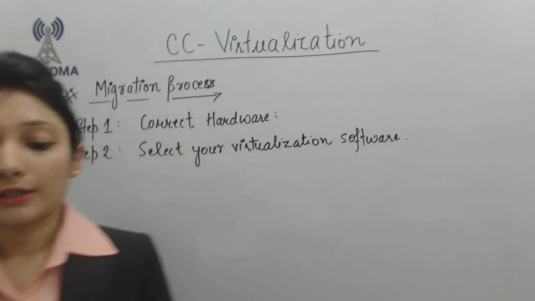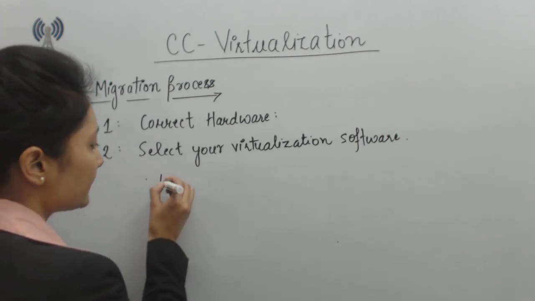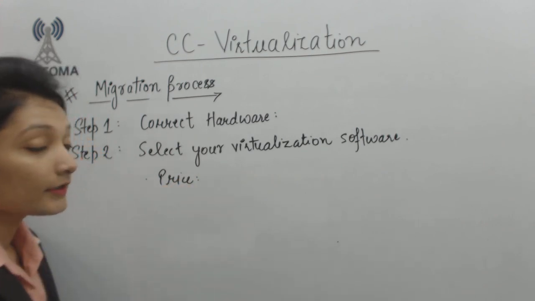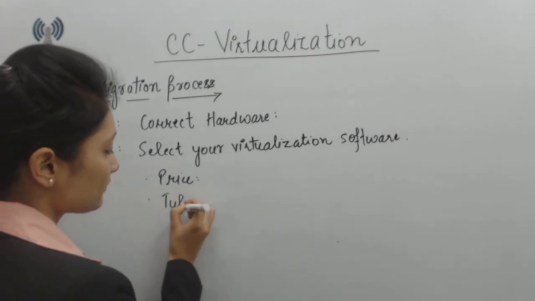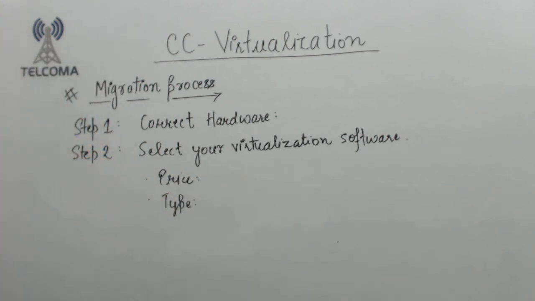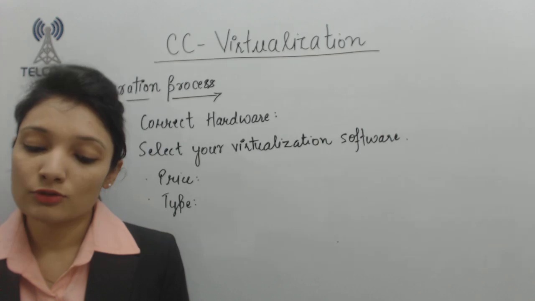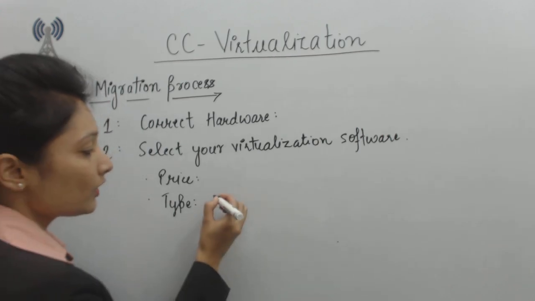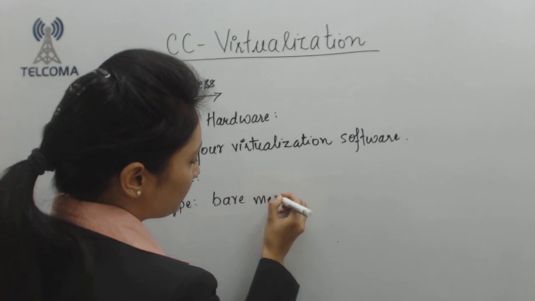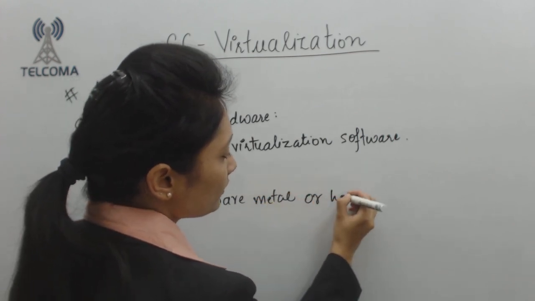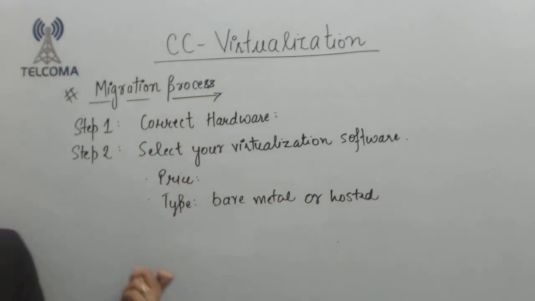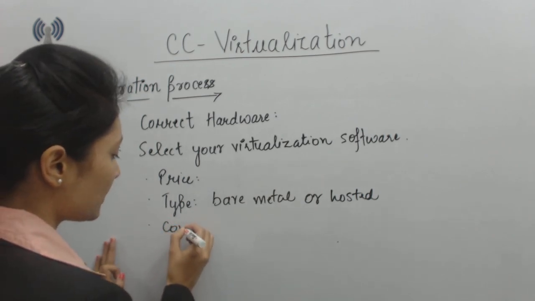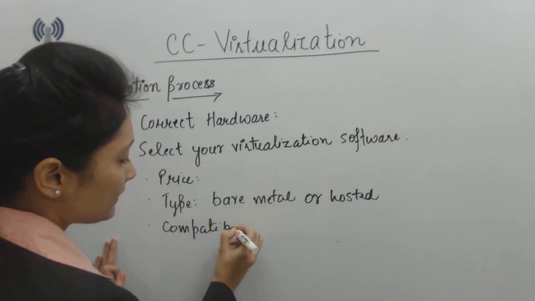First of all, you should consider the price. How much does the software cost, or is it open source? Then you should see the type. Type means whether it is a bare metal virtualization or a hosted one. That means you need to figure out whether this will be a bare metal or a hosted one.